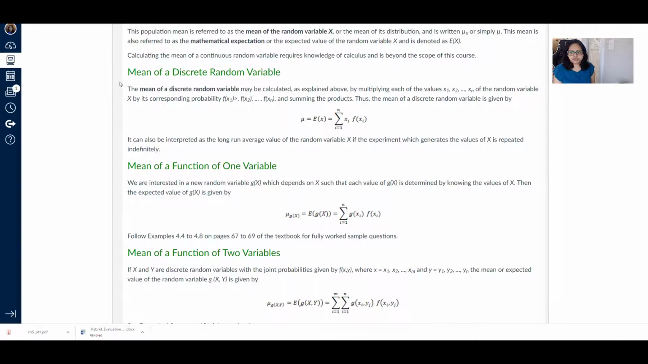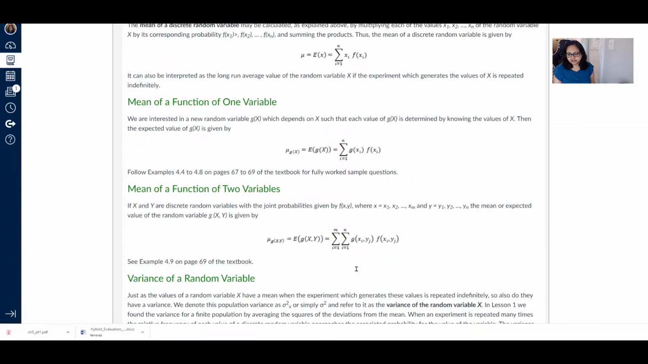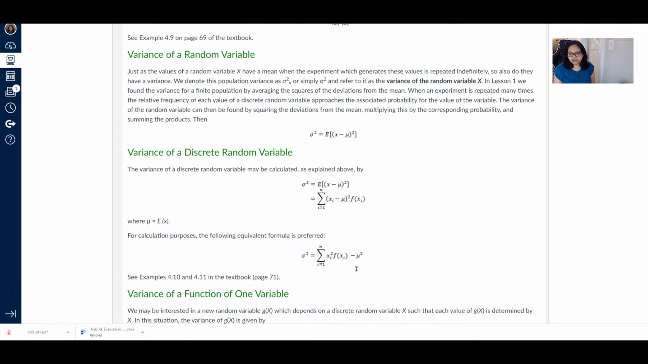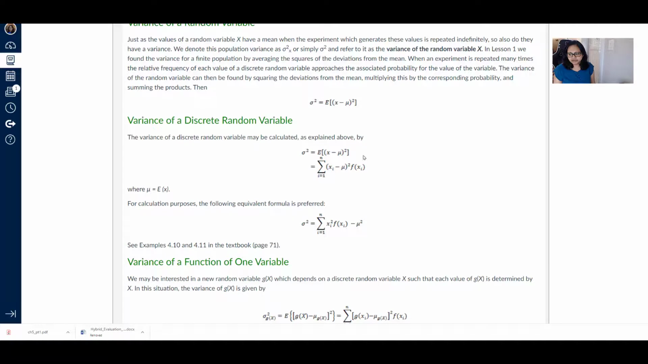That's what we try to show you in the lesson. So you will see the mean of the discrete random variable, the mathematical expectation actually. That's the equation we used, and we can generalize it so that we can find it for a new random variable. And then I will try to show you how we can find the variance as well.